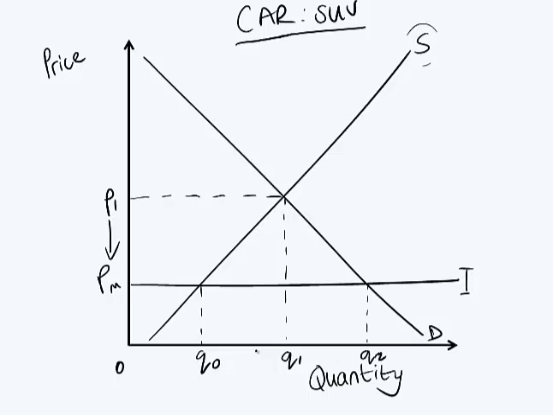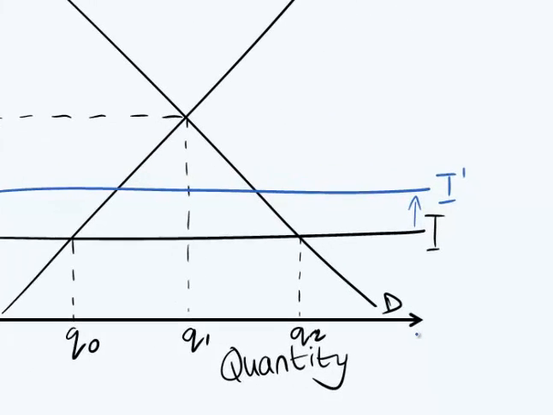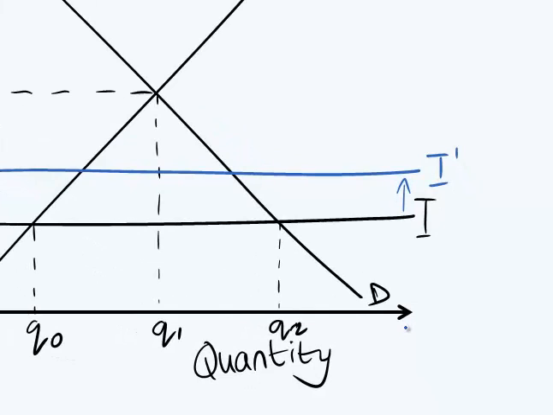Now let's say, for instance, the government decides, listen, SUVs are very bad for the environment because they emit a high amount of CO2. So let's tax all the imported cars with this amount. Let me make it a blue line. So this is then I1. So this is the international price plus the tax. So it's a little bit higher. Can you see that? The difference between I and I1 is equal to the size of the tax.